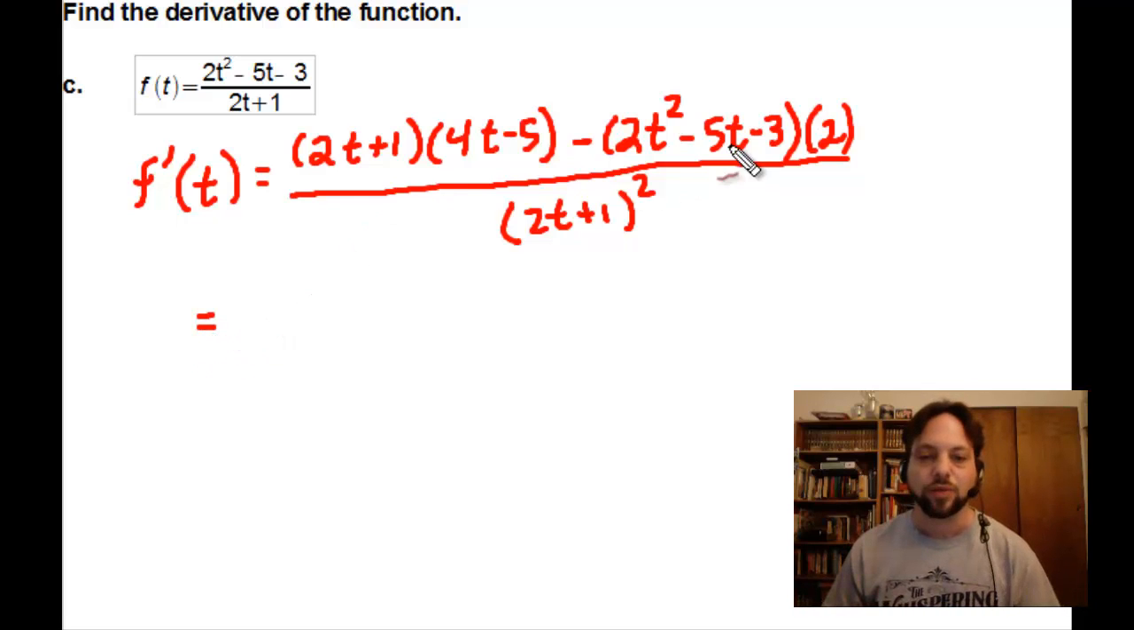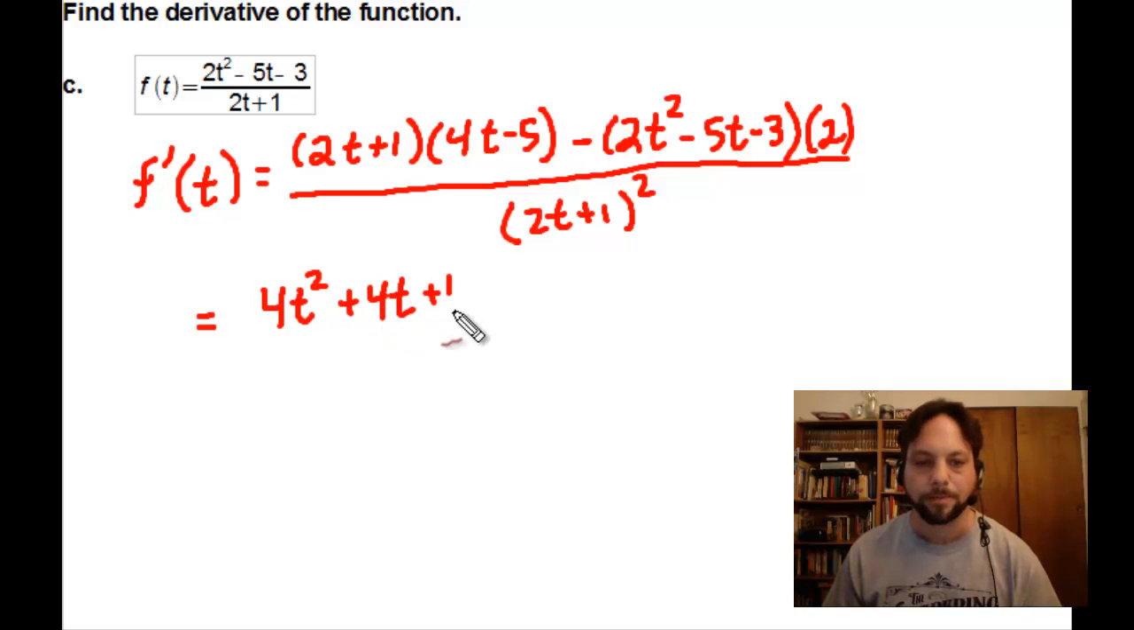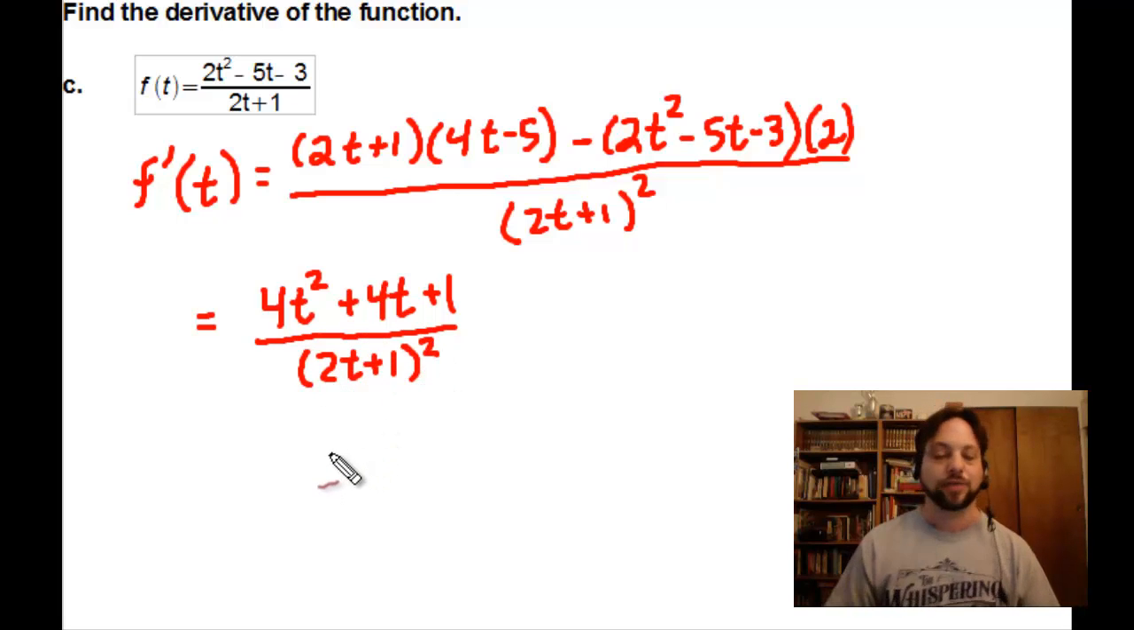So if we do that, well, go ahead and pause the video. Try it yourself if you like. But I assure you that the numerator is going to boil down to 4t squared plus 4t plus 1. And you can verify that yourself if you choose. I only simplified the numerator, so the denominator is going to stay the same, and we end up with that.